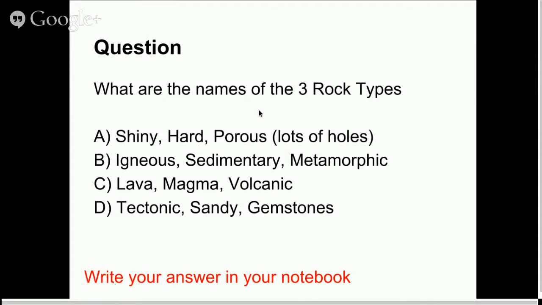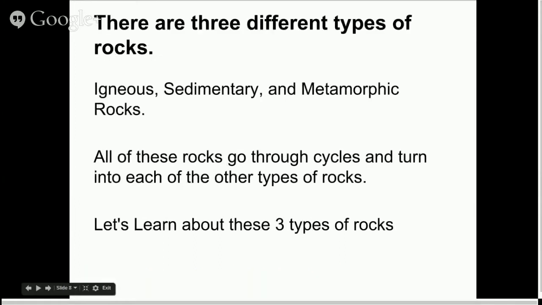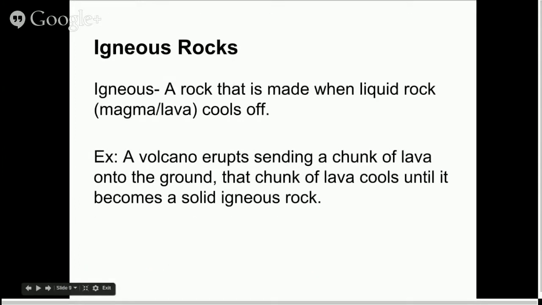What are the names of the three main types of rocks? Shiny, hard, porous; igneous, sedimentary, metamorphic; lava, magma, volcanic; tectonic, sandy, or gemstones. Write your answer in a notebook. Go ahead and pause it. Correct answer is B, igneous, sedimentary, and metamorphic. Let's learn about those three types of rocks.